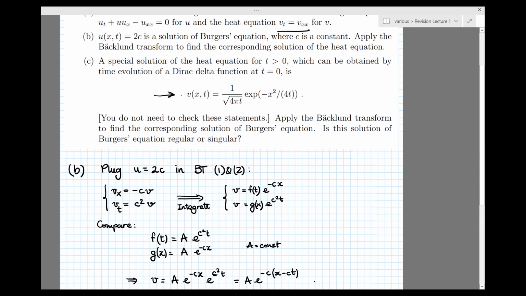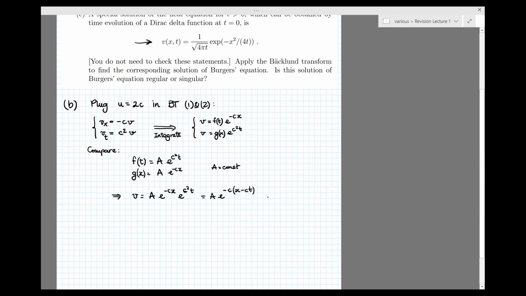So we're given this solution of the heat equation and want to apply now the Backlund transform to find the corresponding solution of the Burgers' equation. And finally, we want to determine whether this solution that we find is regular or singular. So let's do that. So again, we need to plug this expression in the Backlund transform.